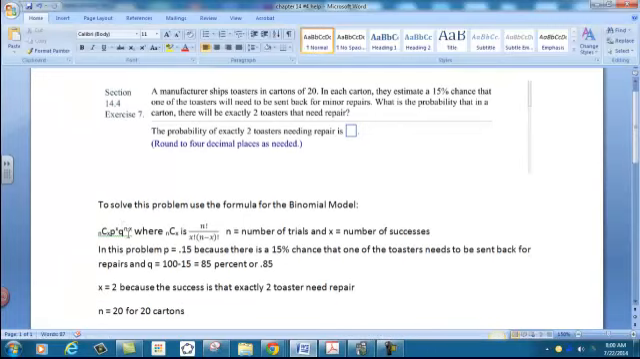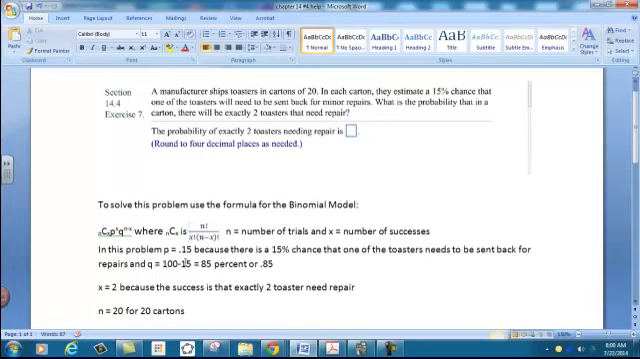So the formula that we're going to use to solve this is the binomial model, and the formula is right here. The formula is a combination of n things taken x at a time times p to the x power times q to the n minus x power, and then this is the formula for the combination right here.